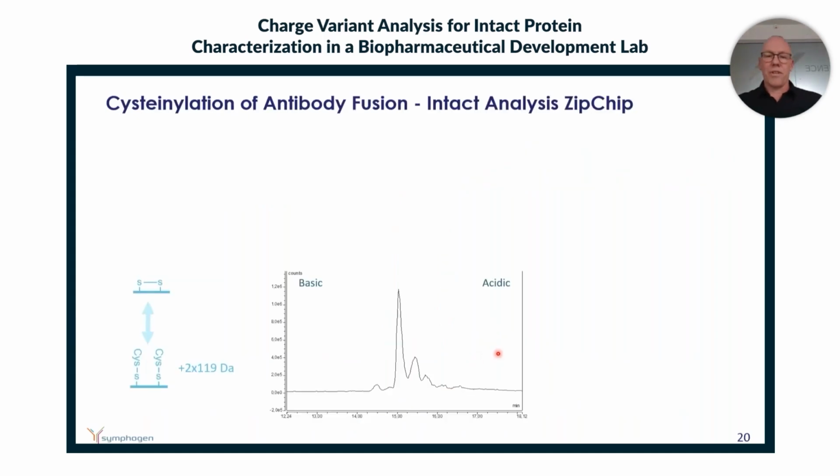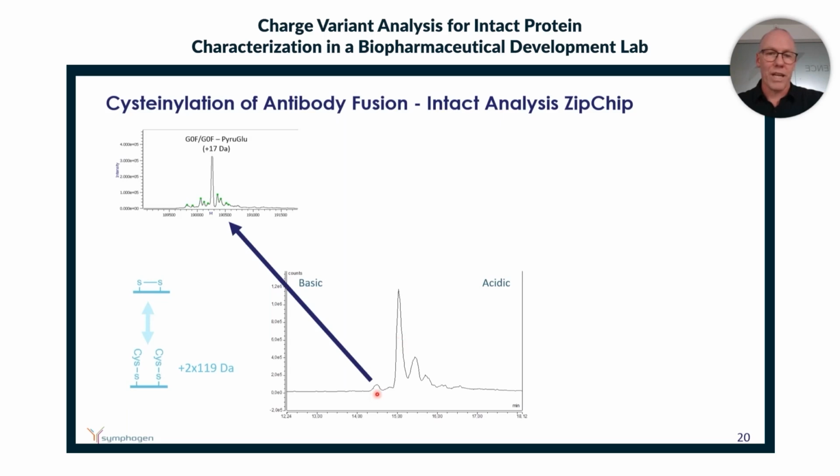So how do we use the SIP chip in our everyday life? Well, one of the issues we faced, and I already talked about that, is that we had a disulfide linkage that was not being formed correctly. Instead, you would have free cysteine in the culture medium that would attach to each cysteine, forming this missing linkage with a plus 2 times 119 Daltons, so it's around 238 Daltons. And this is an example of a charge separation on the SIP chip for that particular product.